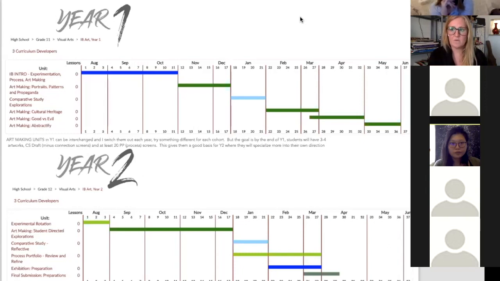They're adding that reflection part of the comparative study. The process portfolio, they're editing, reviewing, adding slides from their year 2 part, and then we're deciding the artworks for exhibition. I always think that's so funny.